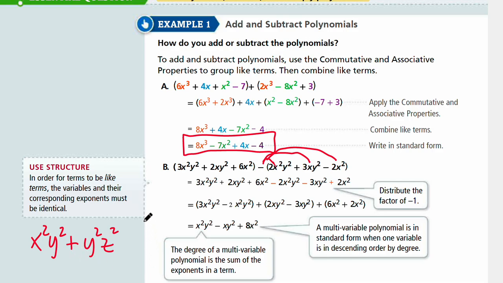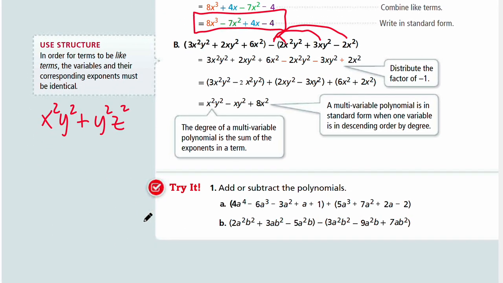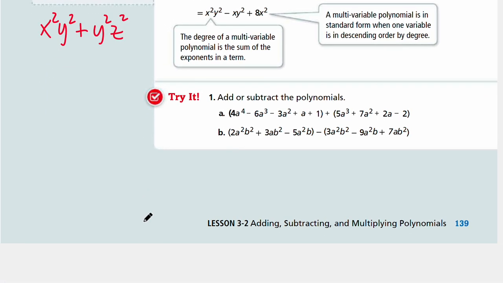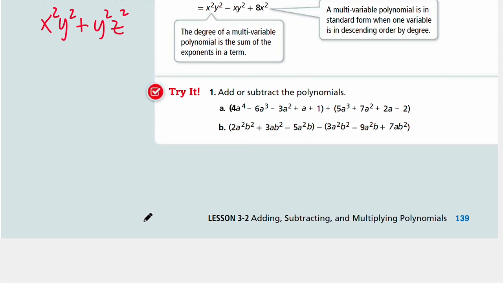Okay. All right, try number 1. Let's do this for practice. Add or subtract polynomials. Let's solve A and B. Pause the video and see if you can do it by yourself. Come back when you're ready for answers. Okay, are you ready?